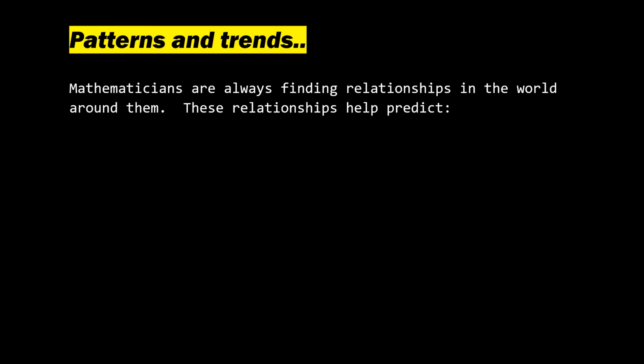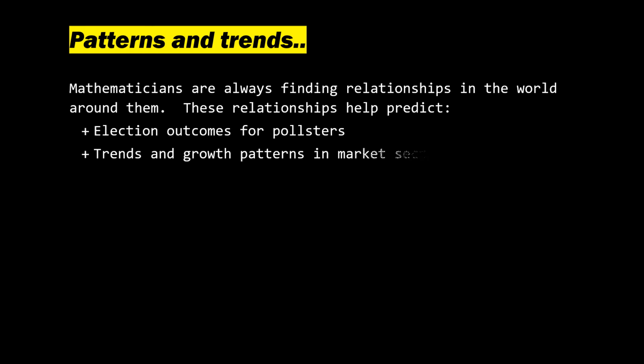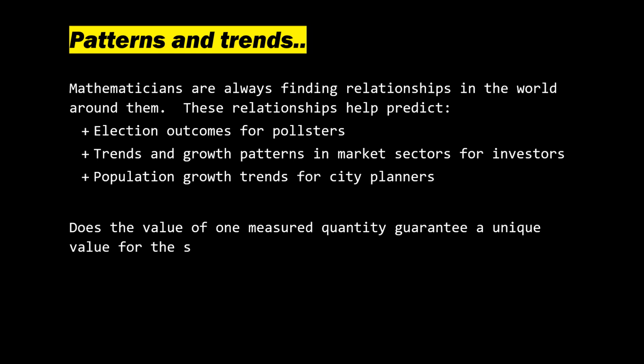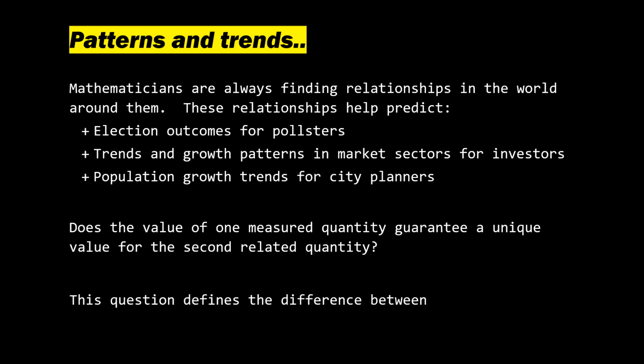So mathematicians are always looking for relationships in the world around them. These relationships help predict election outcomes for pollsters, trends and growth patterns in market sectors for investors or economists, population growth trends for city planners. So when doing so, they need to always ask themselves an important question, and it is, does the value of one measured quantity guarantee a unique value for the second related quantity? In fact, that question helps define the difference between a relation and a function, which is the purpose of this lesson.